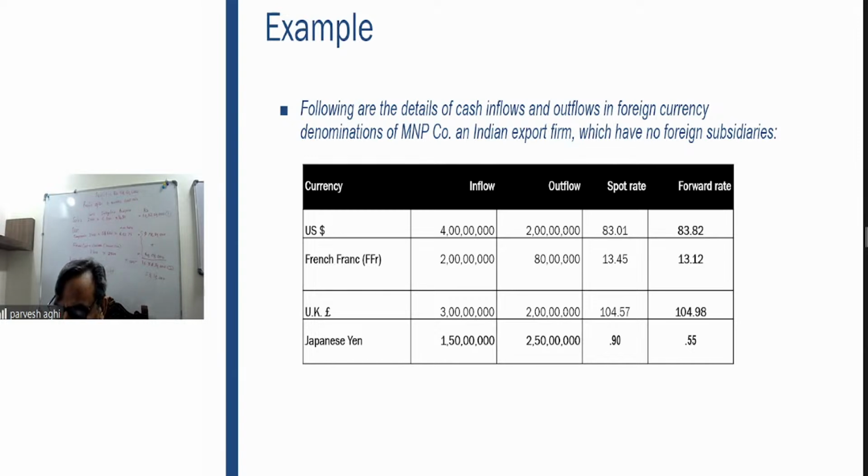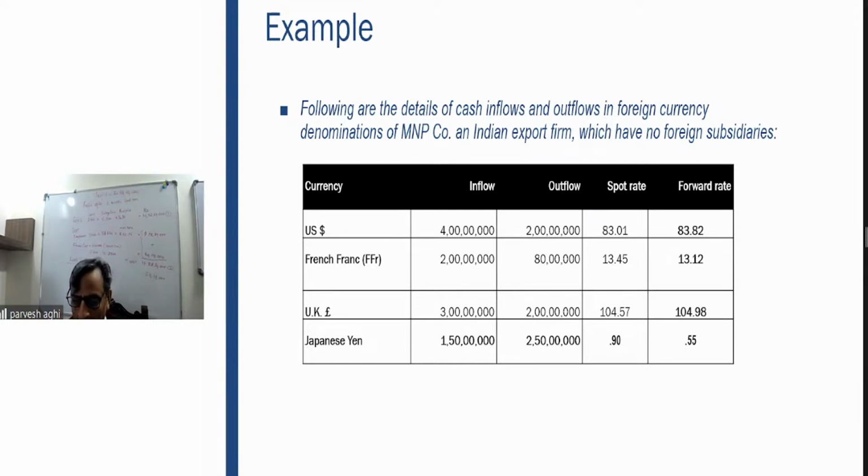Now he expects to receive this much of money. This is all in terms of dollars. The first line is in terms of dollars. So he's going to receive 4 crore dollars, or maybe $40 million, and the outflow will be 2 crore dollars. So he has exported as well as imported certain goods in the US. On account of all his exports, he is going to receive 4 crore dollars. On account of all his imports, he is going to pay 2 crore dollars. Now, the spot rate at the time when the transactions happened was 83 rupees 1 paisa. The forward rate is 83.82.